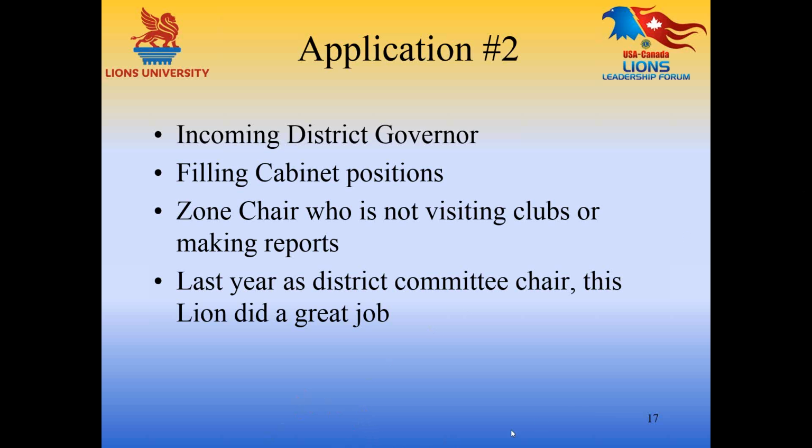But I'm going to throw you a curve here, and there's not a slide for the next application, so you're just going to have to roll with me here.